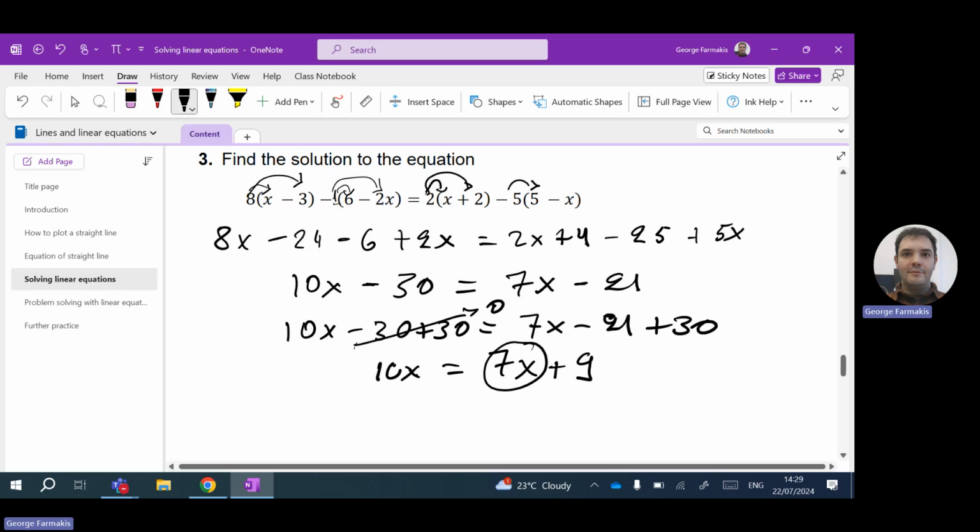And then I want to get rid of the 7x here. I want to have the unknown on the left-hand side. So I subtract 7.